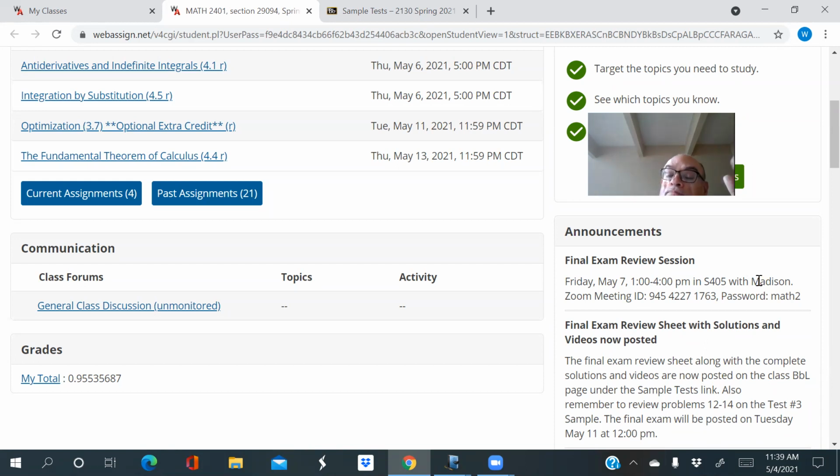And now also Madison has a final exam review session on Friday, May the 7th from 1 to 4. So I, again, highly encourage you to visit that. Madison, I think I got this right. Here's the Zoom ID, I copied this from what was sent, and there's the password, okay? So from 1 to 4 on Friday. I think that would be highly beneficial in preparing for the final exam.